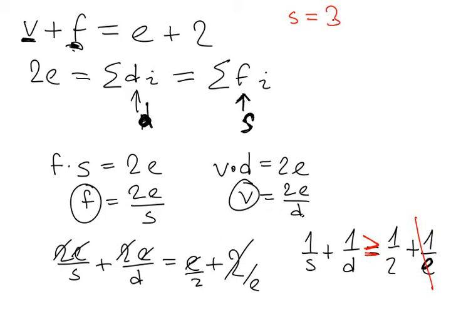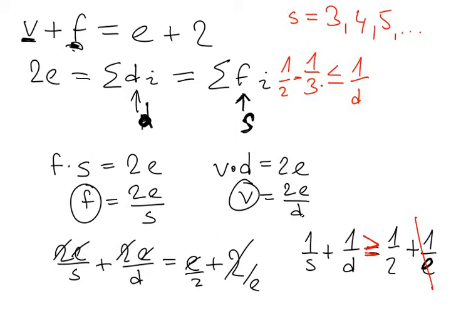So the sizes of the faces can be 3, 4, 5, and maybe more, but as we will see, we will end at 5. And degrees of the vertices are also slightly limited. So let me see. If we have faces of size s equal to 3, then because we want to make at least 1/2, we will have 1/2 minus 1/3, and this has to be at most 1/d.